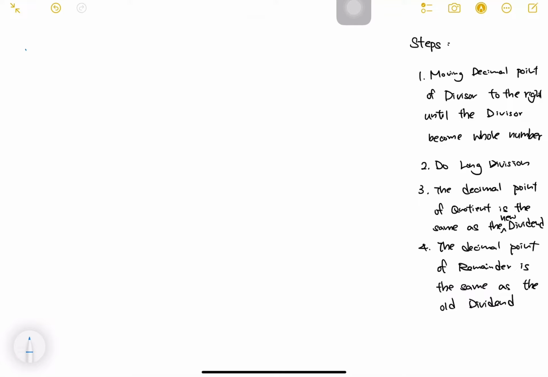Today I'm going to talk about the division of decimal with remainder. Last time we talked about the division of decimal without remainder. This time we're talking about the division of decimal with remainder. So we are using the same question to explain how it works.